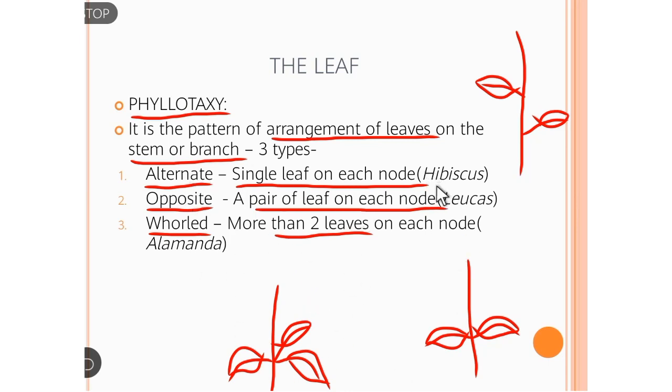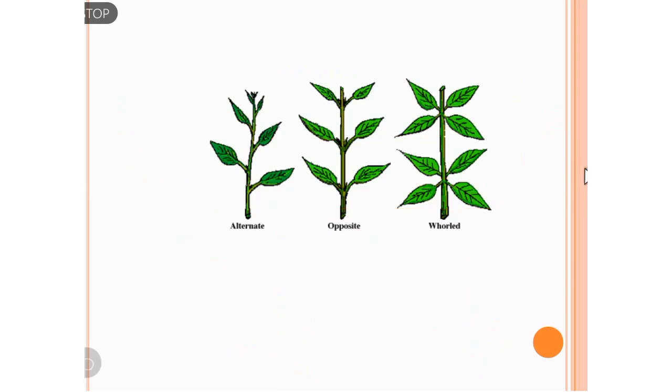The example of alternate phyllotaxy is hibiscus, which is very common. The example of opposite phyllotaxy is leucas, which is also very common. And the example of whorl phyllotaxy is Alstonia. So this is the pictorial representation of what I have said before. In alternate phyllotaxy, from each node only a single leaf arises. In opposite phyllotaxy, a pair of leaves opposite to each other arises from each node. And in whorl phyllotaxy, more than two leaves. In this picture it is 4, so more than two leaves are borne on each node.